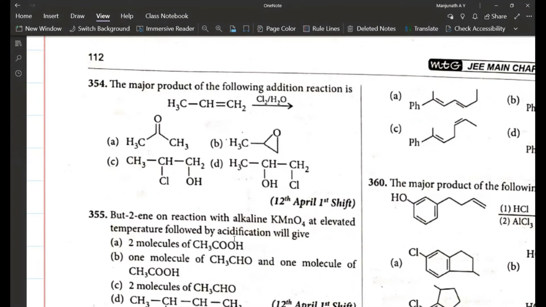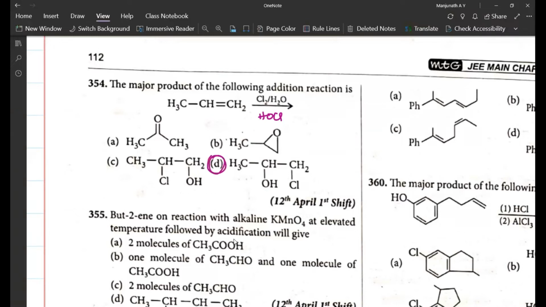So option B. Why? Cl plus will come. This will form Cl plus. Oh, really? The Cl2 and H2O is there, so this will form HOCl, OH minus and Cl plus. Yes, Cl plus will attack first. This is a good question actually. So then Cl plus, obviously option D.